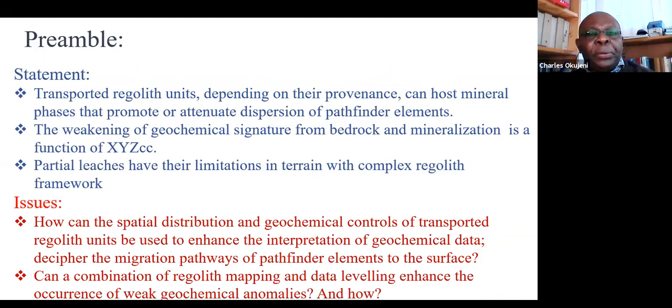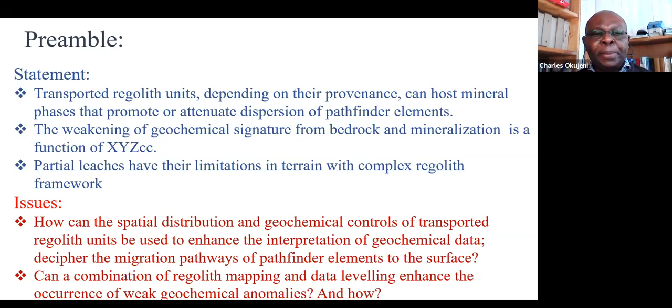Now, transported regoliths, depending on their provenance and their definition, aeolian sand, calcrete, stone lime, can promote or attenuate dispersion of elements, generally, or pathfinder elements. And the weakening of geochemical signature, I sort of define in terms of the coordinates X, Y, Z, that the elements come from the subsurface, from bedrock and mineralization to the surface, and disperse X, Y, Z.